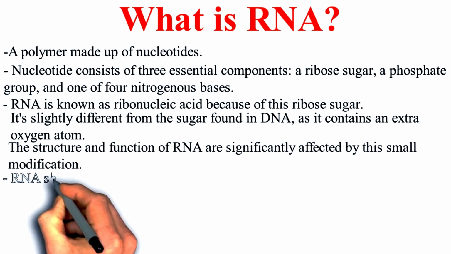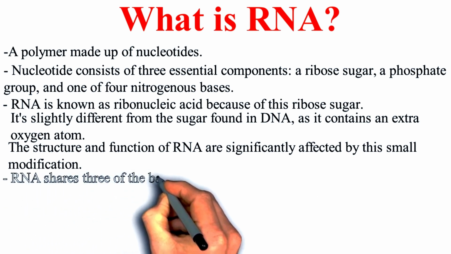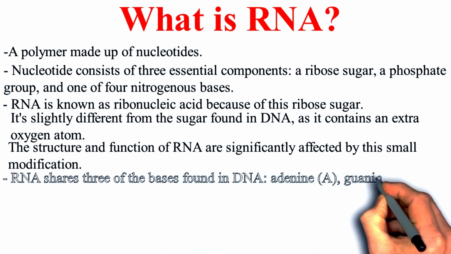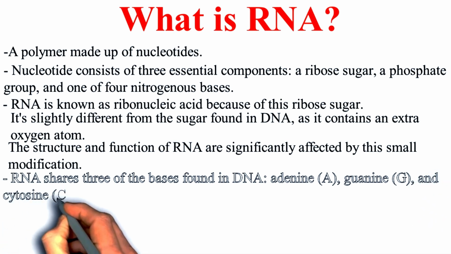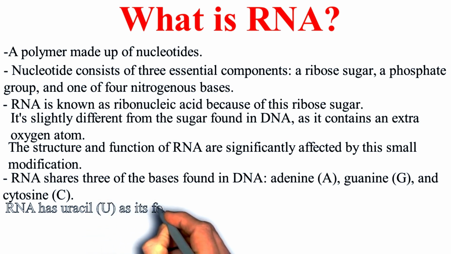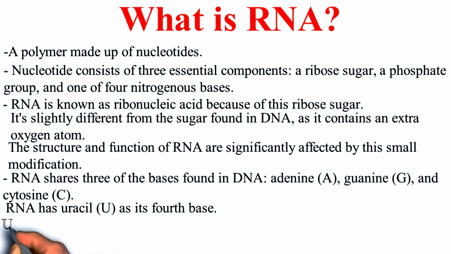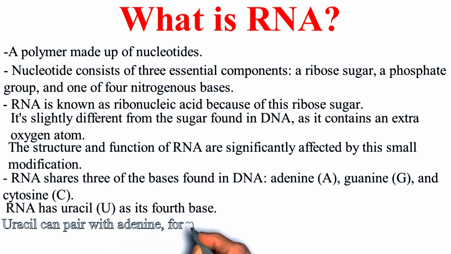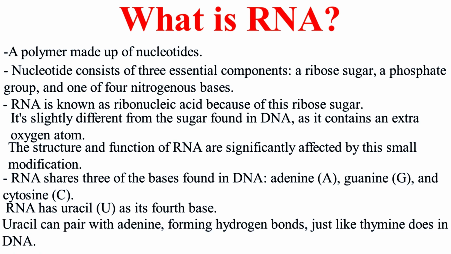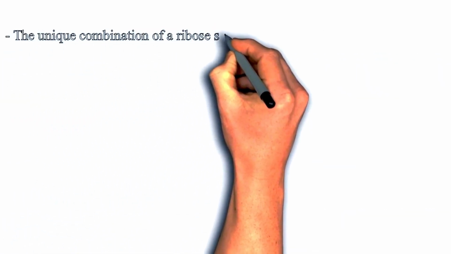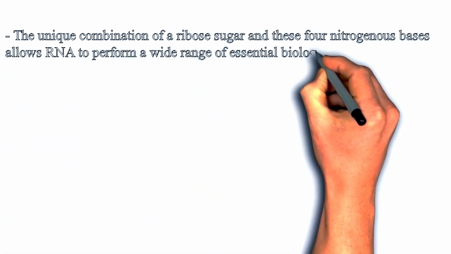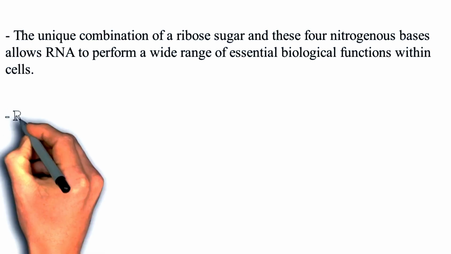Moving on to the nitrogenous bases, RNA shares three of the bases found in DNA: adenine or A, guanine or G, and cytosine or C. However, instead of thymine, RNA has uracil or U as its fourth base. Uracil can pair with adenine, forming hydrogen bonds, just like thymine does in DNA. The unique combination of a ribose sugar and these four nitrogenous bases allows RNA to perform a wide range of essential biological functions within cells.